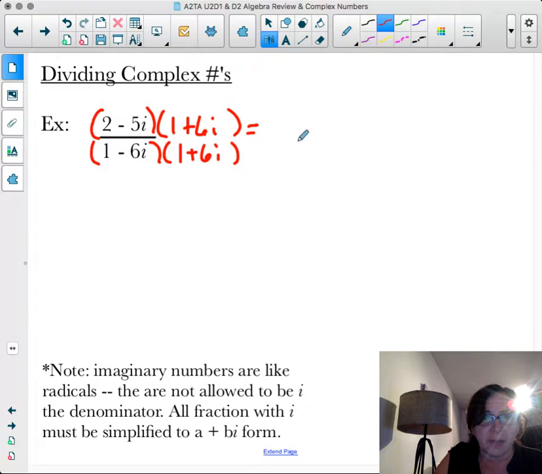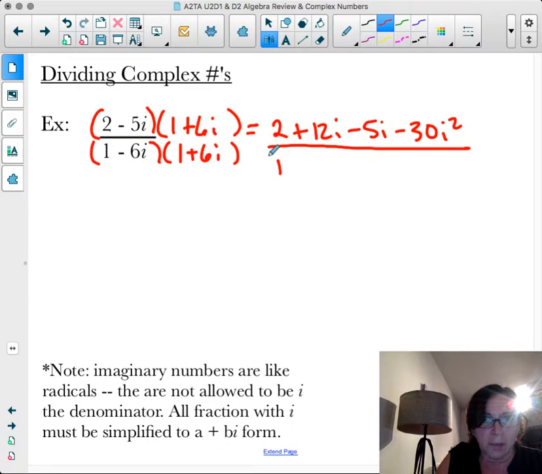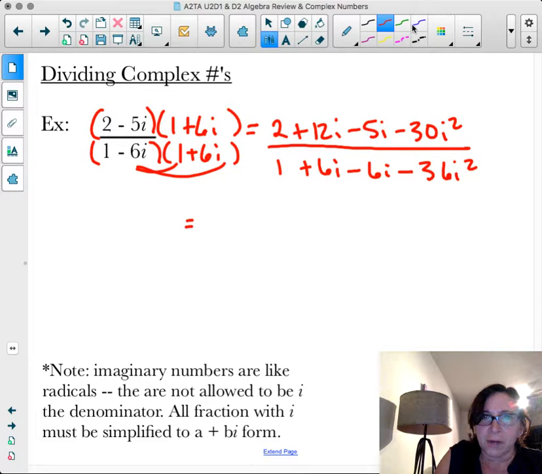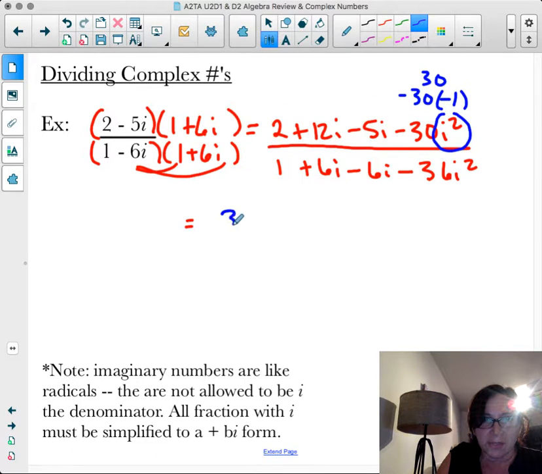So I'm going to FOIL: 2 times 1, we have 2 plus 12i minus 5i minus 30i squared. And this is all over 1 plus 6i minus 6i, and then minus 36i squared. So this is going to become, let's see here. Remember the i squared? i squared here is actually negative 1. So I have negative 30 times negative 1, which makes positive 30. So 30 plus 2 is 32.